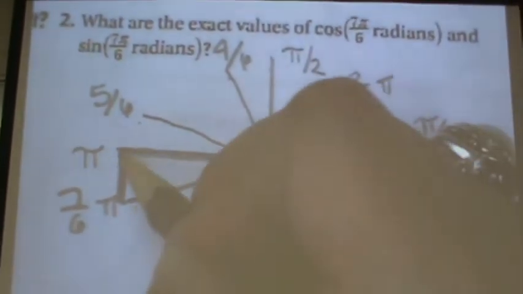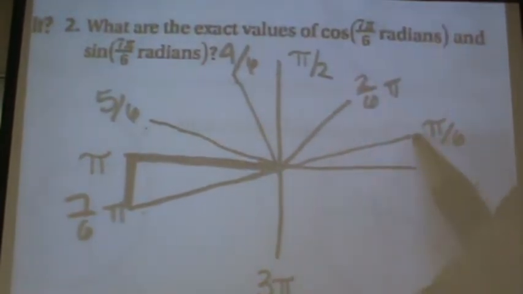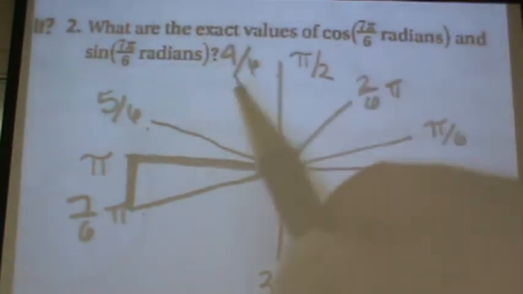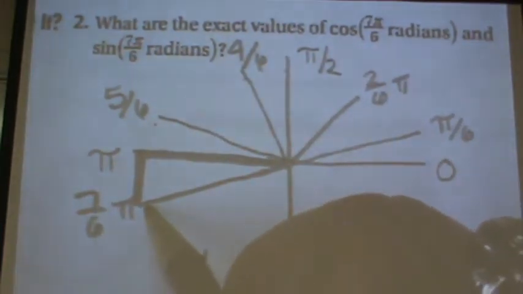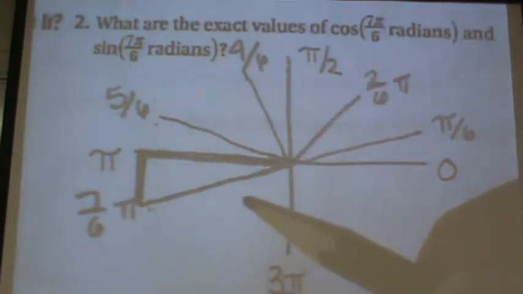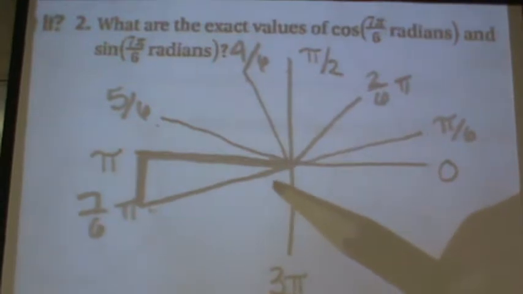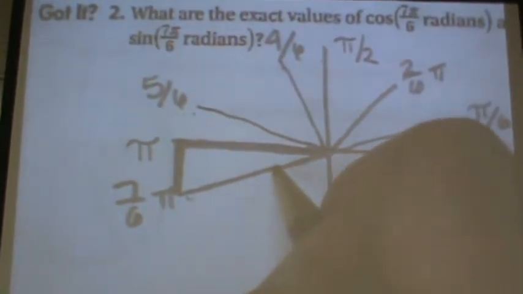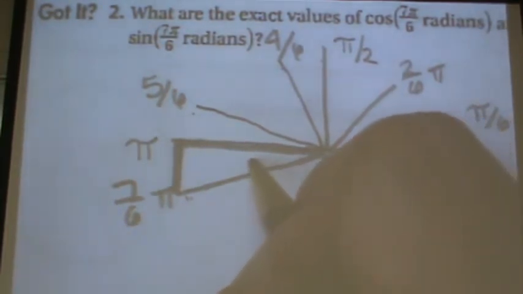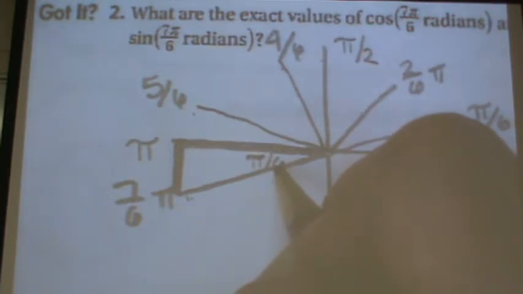Okay? Now, 7/6. Did everybody understand that? 1/6, 2/6, 3/6, 4/6, 5/6, 6/6, 7/6. So if it's an improper fraction, you know it's over 180 degrees. Okay, 7/6. So, what angle is this then gonna be? 210. This is gonna be pi over 6.